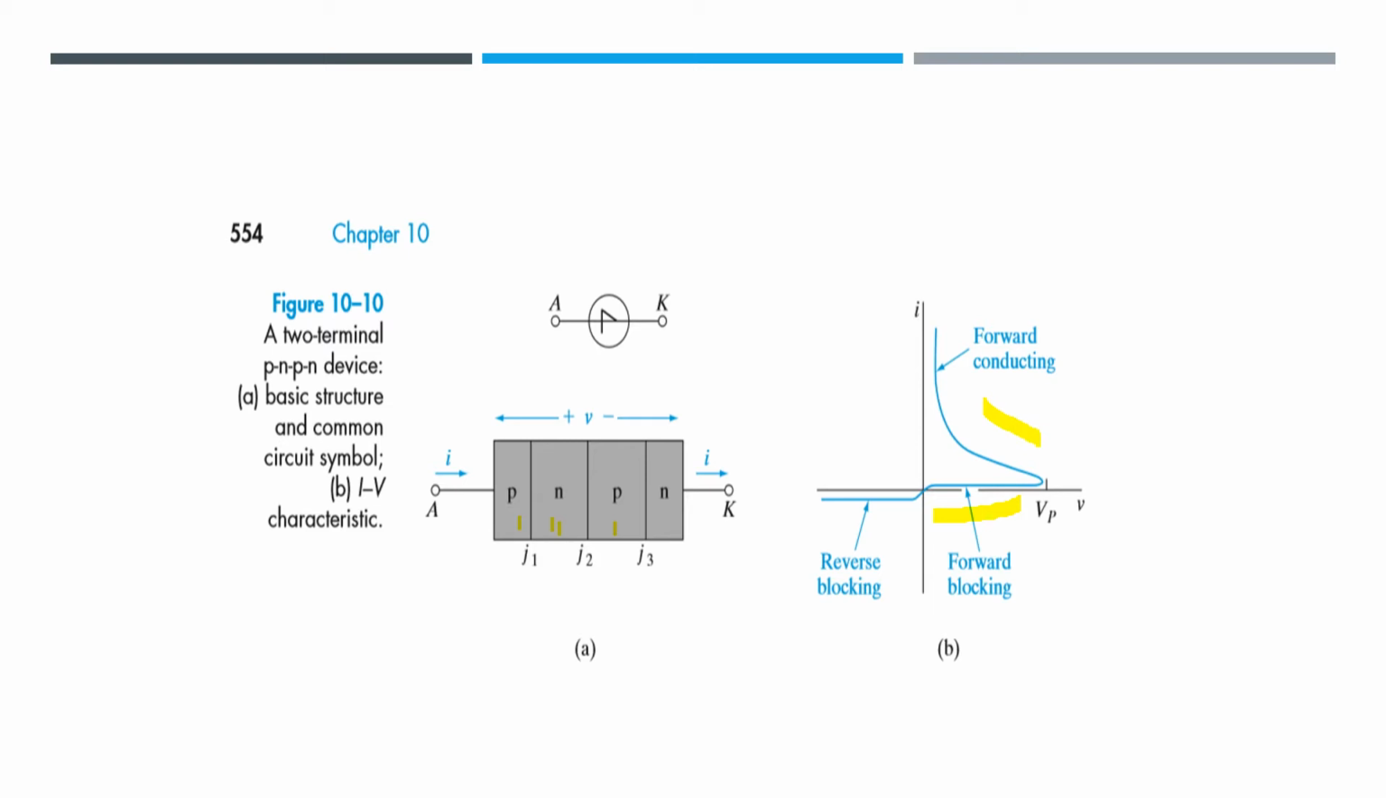In the device illustrated here, the forward IV characteristic switches from the blocking state to the forward conducting state at a certain peak voltage applied between anode and cathode, which is called VP. Initially the current was flowing but it was very small, that was the forward blocking state. Then after attaining a certain voltage, it will go to the conducting state and the current will rise instantaneously.